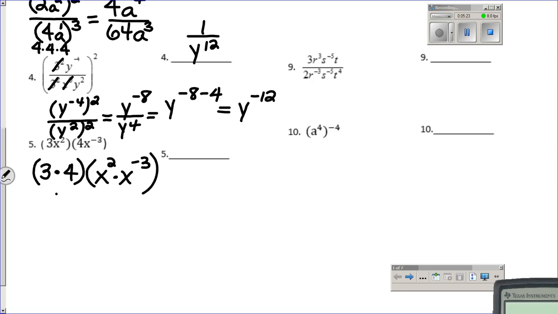So 3 times 4 will simplify to 12. 2 plus negative 3 simplifies to negative 1. So we're going to keep the 12 in the numerator, but we need to bring down the x to the negative 1 to change the exponent to positive. So our final answer is 12 over x.